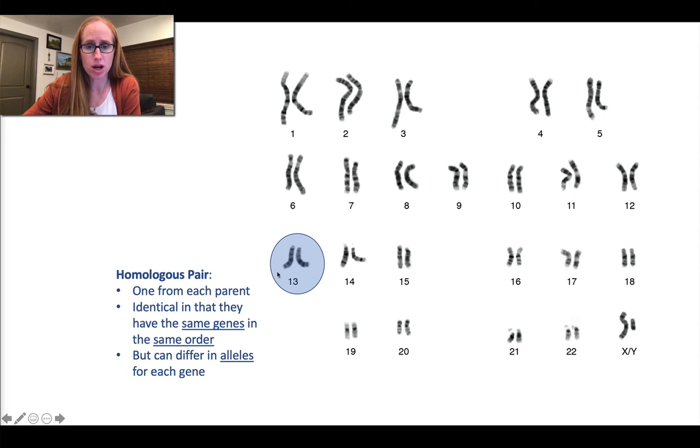So this homolog right here, like this is pair number 13, you get one from each parent. They contain the same genes in the same order, but they can differ in the alleles that they carry. So it might have the gene for eye color, but one is carrying the green allele and one is carrying the blue allele. And so that's a homologous pair. So we're going to use that as we go through the activity today.